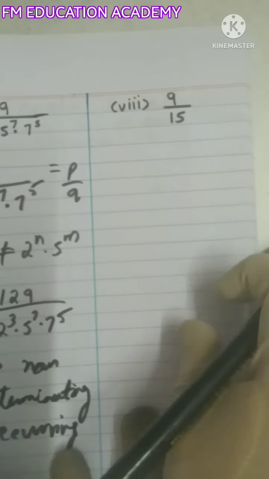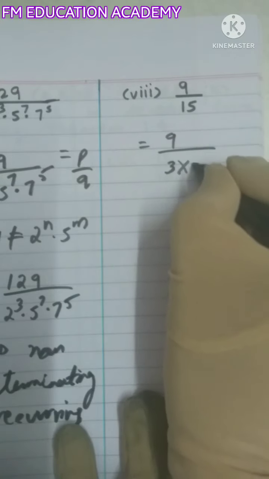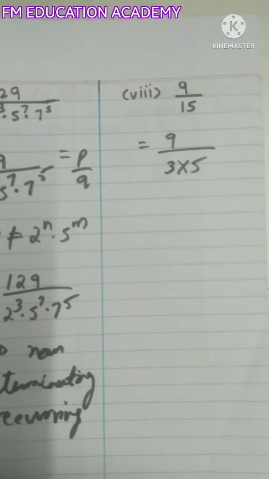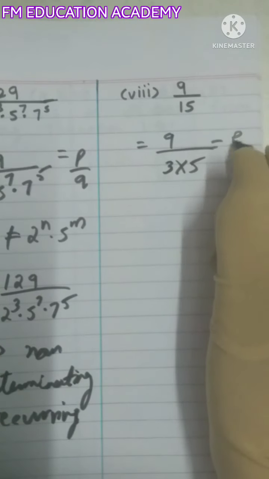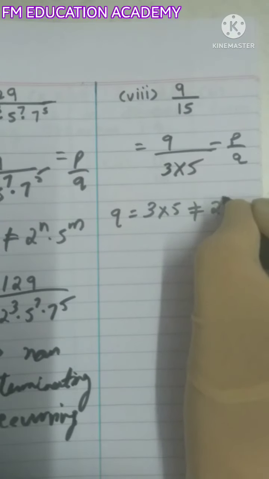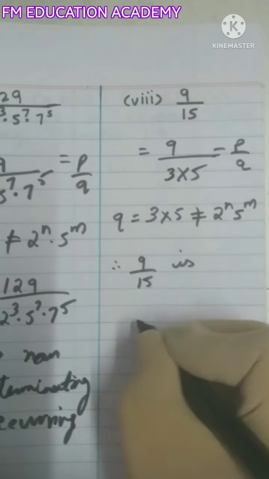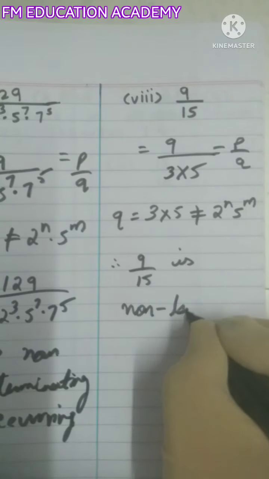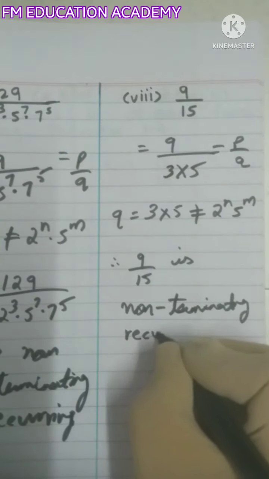Okay, 9 by 15. How can you write 15? 3 5s are 15. Along with 5 we also have 3. So will it be terminating or non-terminating? It will be non-terminating. Since q is equal to 3 into 5, which is not equal to 2 power n into 5 power m, therefore 9 by 15 is also non-terminating repeating or non-terminating recurring.